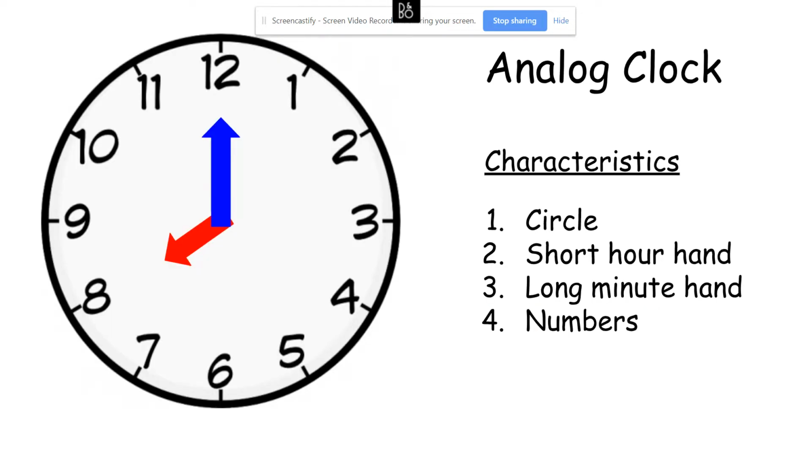An analog clock is usually shaped like a circle. It also has two arrows or lines that we call hands. The short hand points to the hour. The long hand tells us how many minutes. An analog clock also shows the numbers 1 through 12 around the edge of the circle.